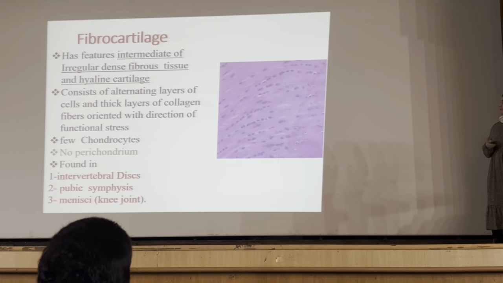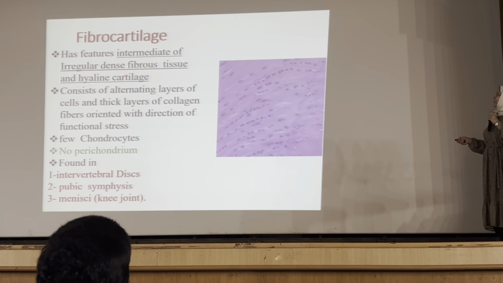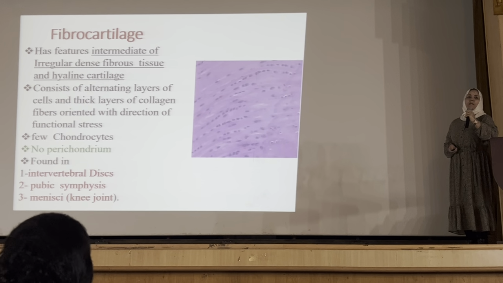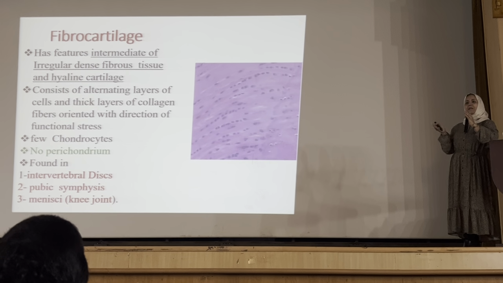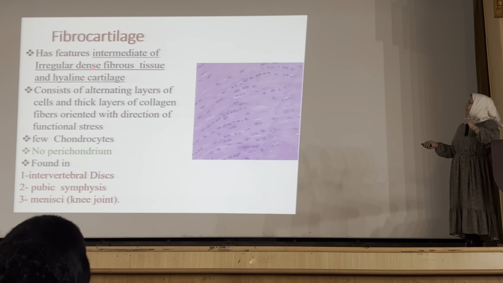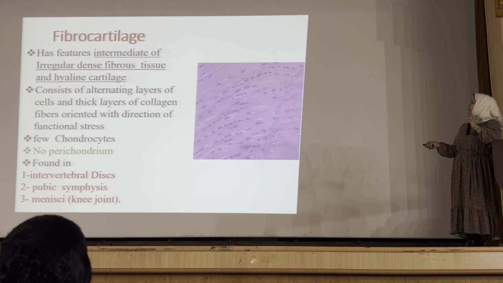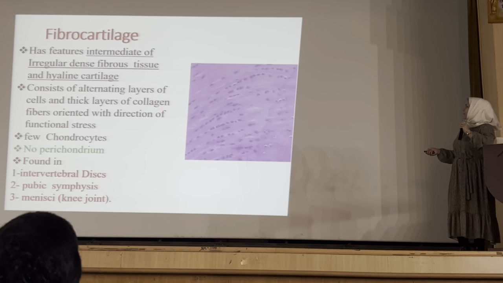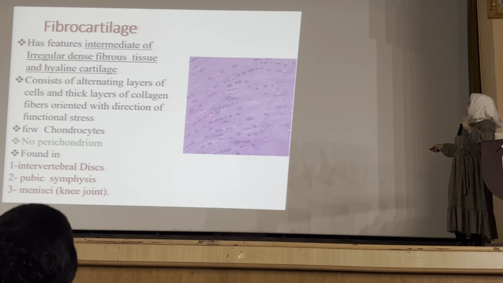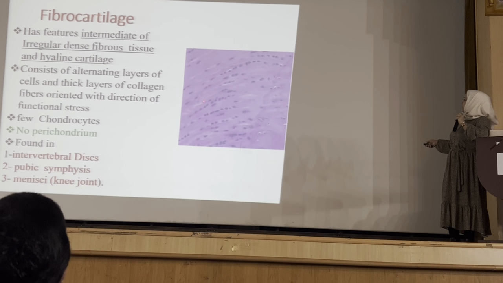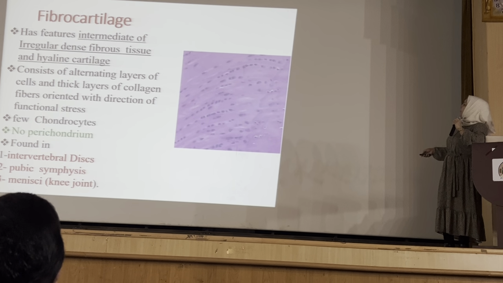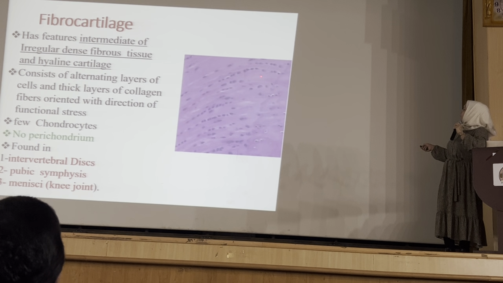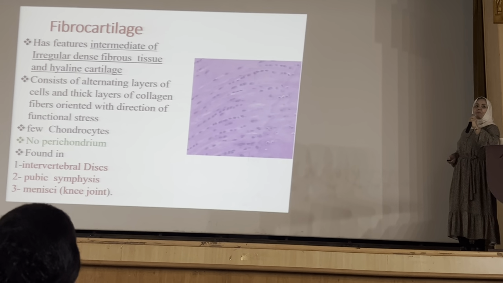The third type is fibrocartilage. It has features intermediate between irregular dense fibrous tissue and hyaline cartilage. It consists of alternating layers of cells and thick layers of collagen, as you see in this image: a layer of cells, then a layer of matrix. The matrix is rich in thick bundles of collagen fibers.